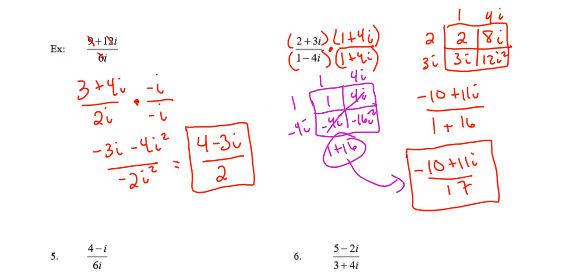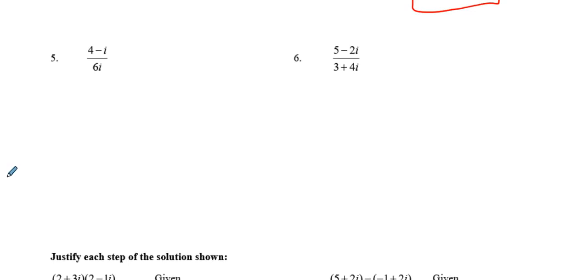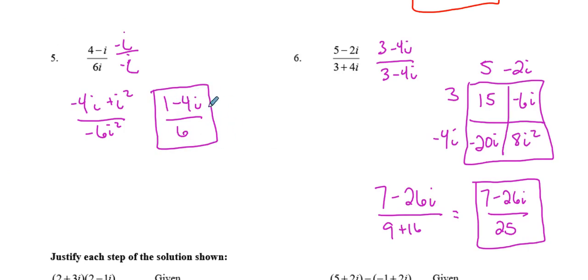Alright, so again, pause the video, try these next two questions, and we'll go on from there. Alright, pause the video. Okay, so for problem number 5, you should have ended up with 1 minus 4i all over 6. If not, check your work here, see what you did wrong. And for number 6, you should end up with 7 minus 26i all over 25. Again, if you had any trouble with this, check your work.